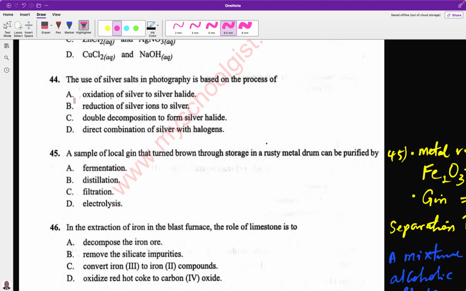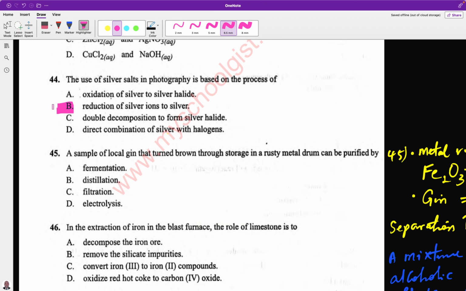44 is B. Let's go to question number 45. A sample of local gin. Gin is an alcoholic spirit that we drink. In the laboratory, we call it ethanol. It has a certain percentage of alcohol in it, and it is very, very volatile.